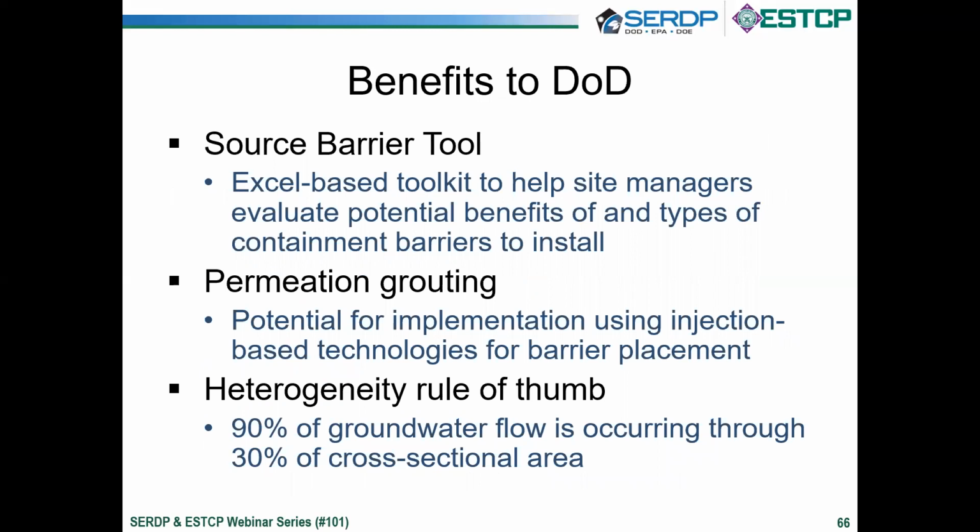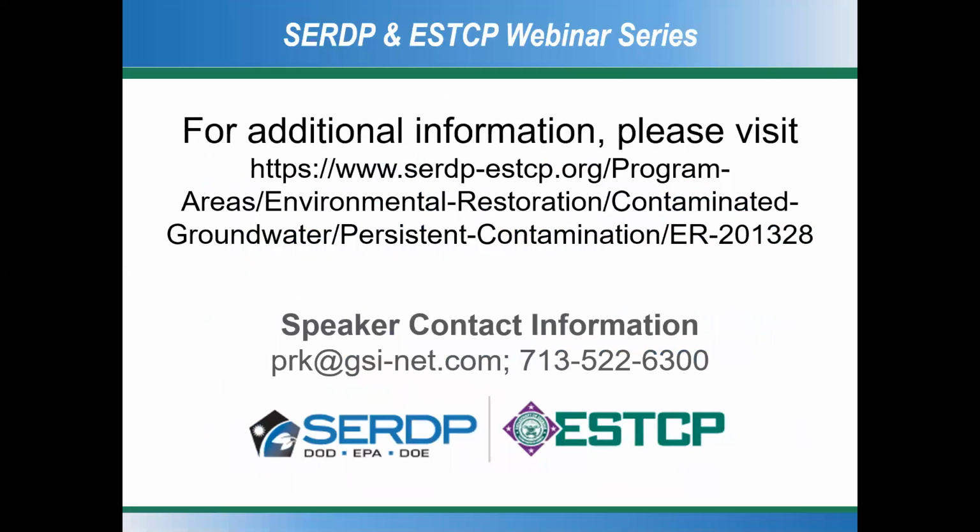Overall, some benefits to the DoD include the source barrier tool, which is available online and can be run on Excel, permeation grouting, which can be another tool in our arsenal for barrier placement, and finally, a refinement of this heterogeneity rule of thumb that can be applied to other injection-based technologies where 90% of the groundwater flow occurs through about 30% of the cross-sectional area. And with that, I'm happy to take any questions.